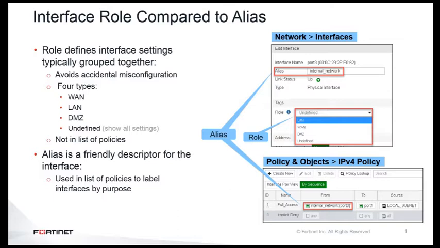If there is an unusual case and you need to use an option that's hidden by the current role, you can always switch the role to undefined. This displays all options. To help you remember the use of each interface, you can give them aliases.